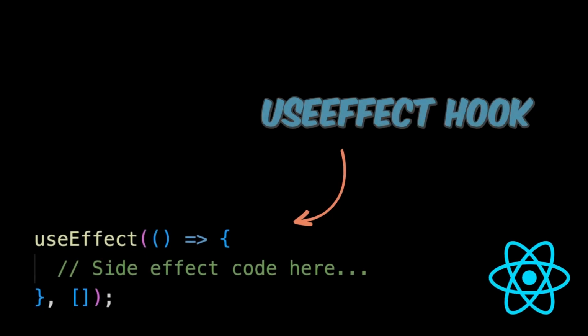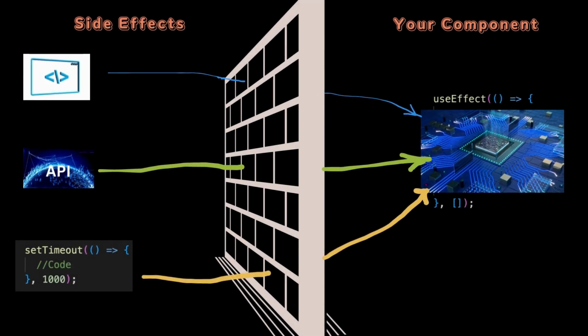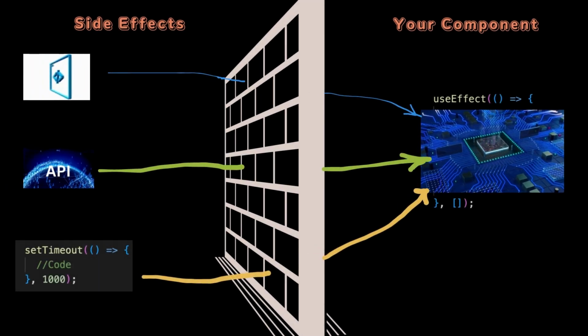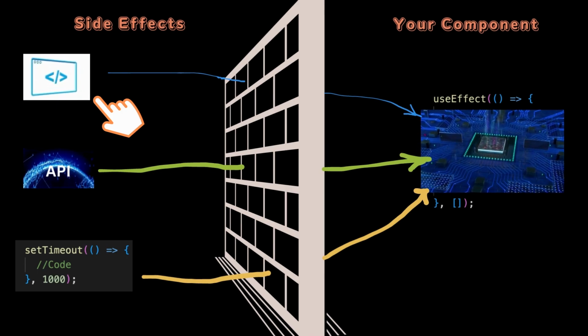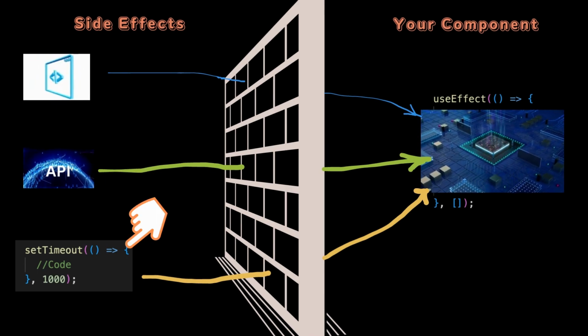Let's break down the useEffect hook once and for all. useEffect hook is used to manage side effects in React. First, let's break down what we mean by side effects. In React, side effects are any actions that occur outside the component itself, such as updating the browser DOM, making API calls, or setting timeouts.